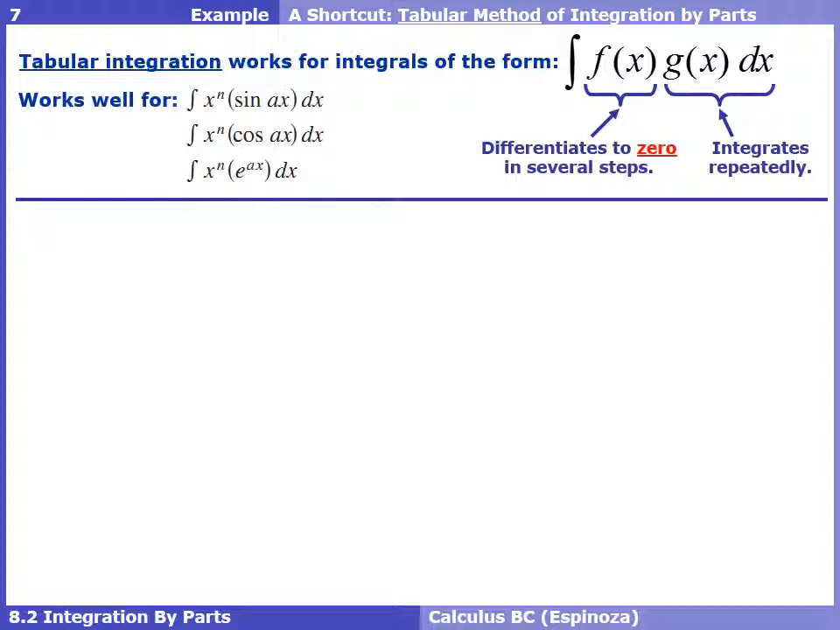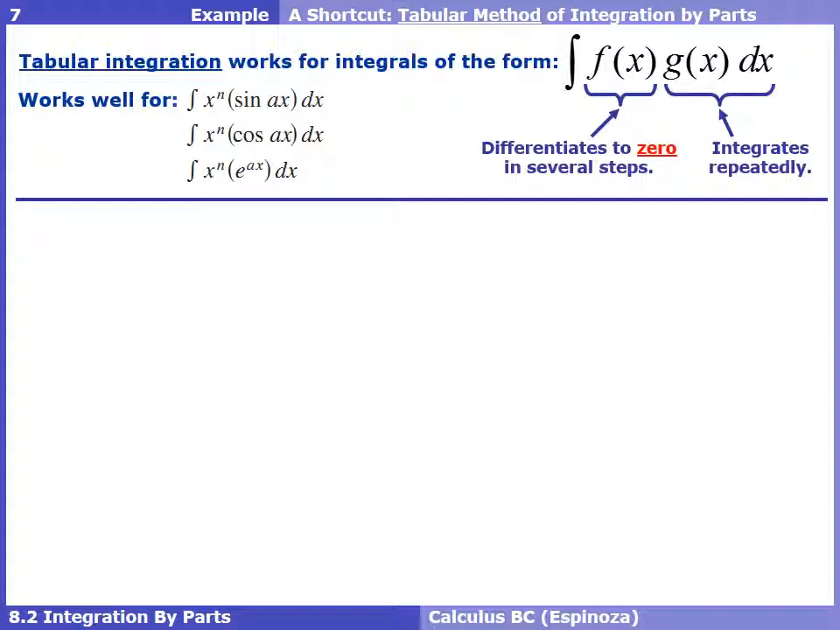This tabular method works fantastic when you have x to a power times sine of something. That x to a power, of course, when you take its derivative, will eventually become 0, and sine just repeatedly integrates. It goes back and forth between sine and cosine. Same thing in this second one, and same thing in this third one. So when you see problems like this, this tabular method, once you see it, is just a really quick way of doing these problems a lot easier.